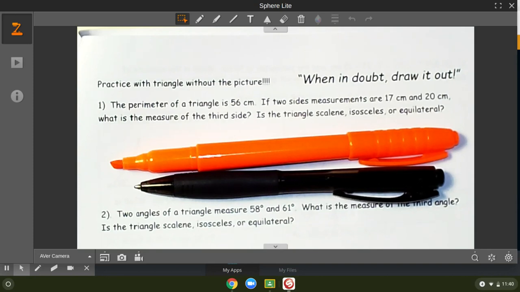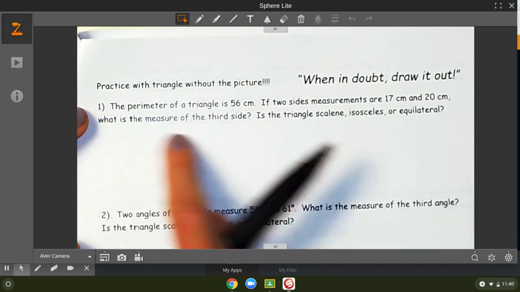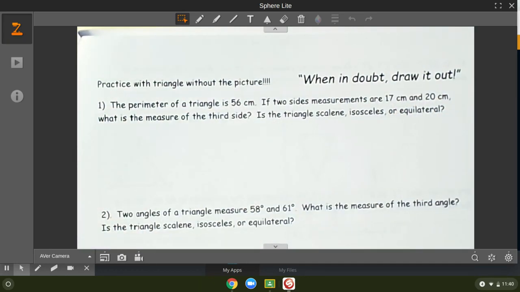Okay, practice problem number 1. The perimeter of a triangle is 56 centimeters. If two sides are 17 and 20, what is the measure of the third side? Is the triangle scalene, isosceles, or equilateral? All right, so we read through the problem. We know we're talking about the sides of a triangle. However, does this question tell us what type of triangle to draw? Nope, that's actually what we're trying to figure out.